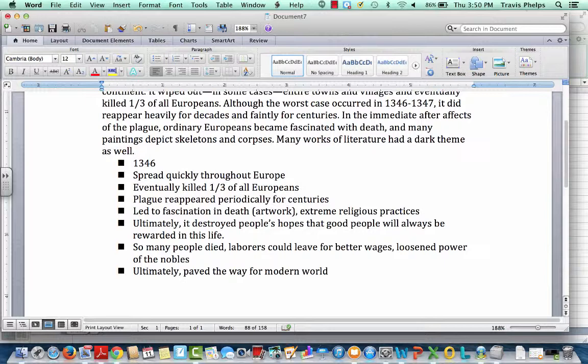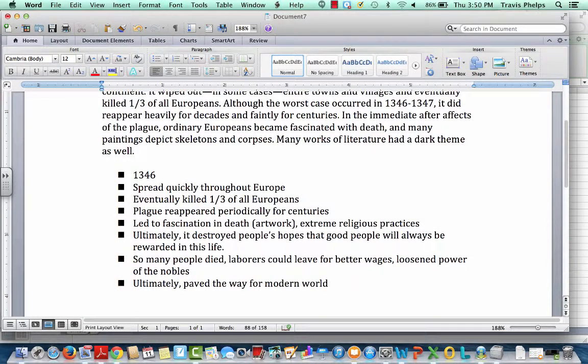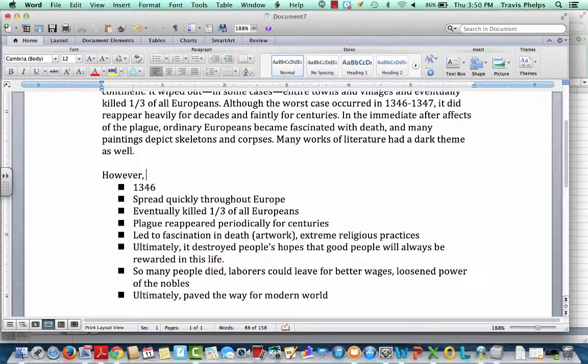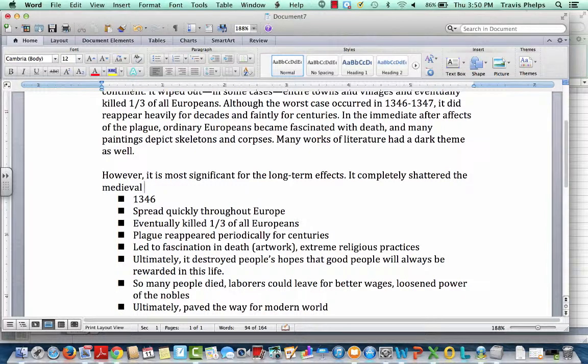And then we can also say, and I'm going to just segue here. And for this, I'm probably going to write another paragraph to do this. I'm going to say, however, it is most significant for the long-term effects. It completely shattered the medieval worldview, that God simply rewards the good and punishes the evil.